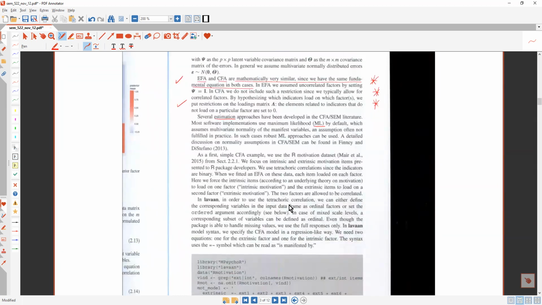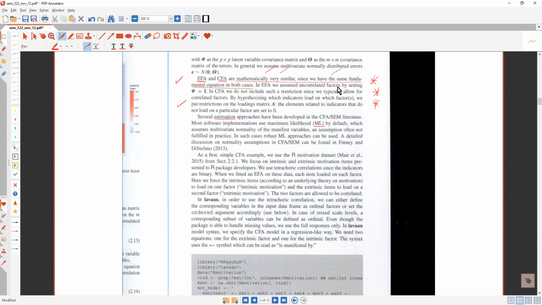Well, here's the heart of it right here. EFA and CFA are mathematically very similar, since we have the same fundamental equation in both cases. So we were right. We looked at that equation and said, that looks kind of similar. We were exactly right, and Meyer is even telling us that we're right. It's got the same fundamental equation. Okay, so let's see what else could be different.